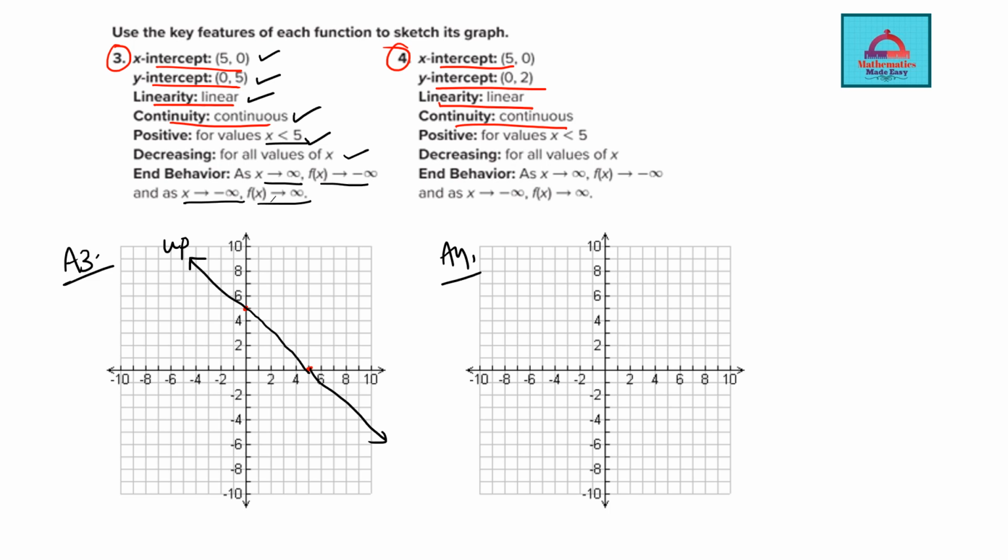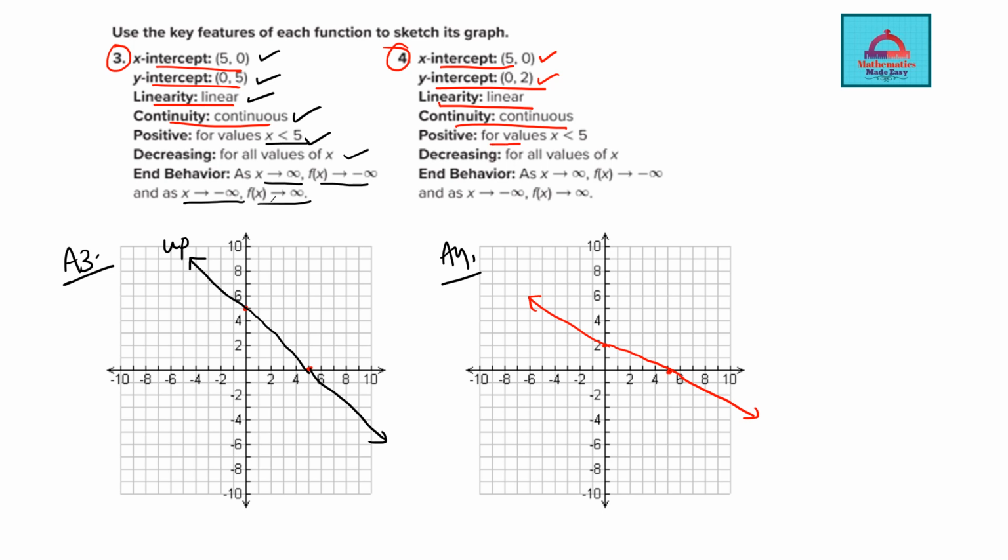Here first we plot the 2 points of x and y intercept. So x intercept is the point on the x axis. It's going to be this point (5, 0). Y intercept on the y axis (0, 2). So this point. Now it's a linear graph, so we are going to connect it with a straight line. I join the 2 points. Please use a ruler in your exam so that it's a perfect straight line, and then extend.